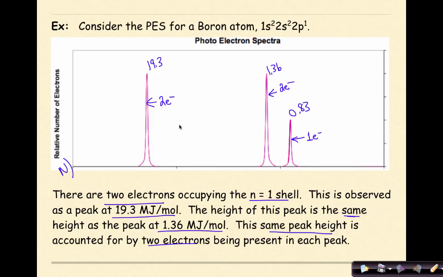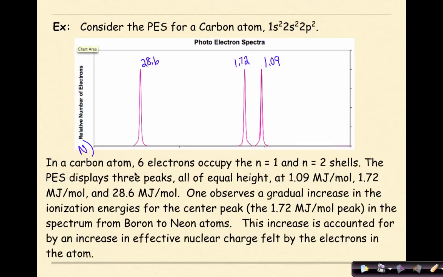So this peak is representing our 1s2. This peak right here, which is farther away from the nucleus and less energy, is representing 2s2. And finally, this peak right here, which is the farthest from the nucleus, with only one electron, is going to represent 2p1. In a carbon atom, 6 electrons occupy the first and second shells.